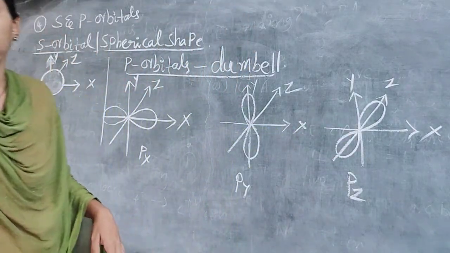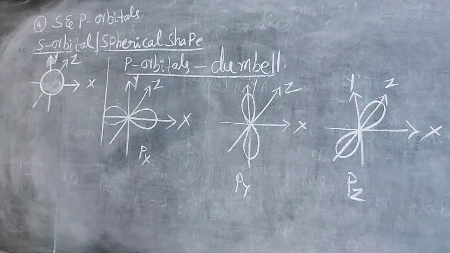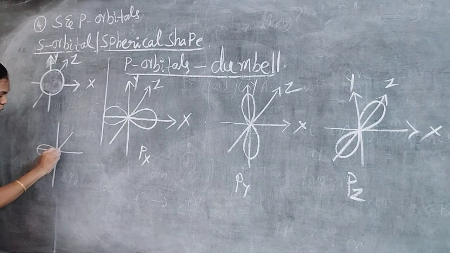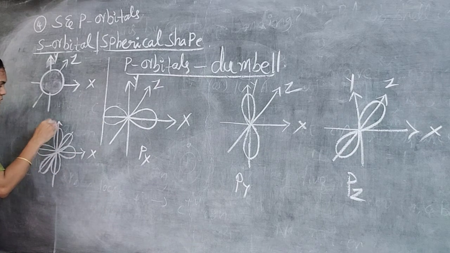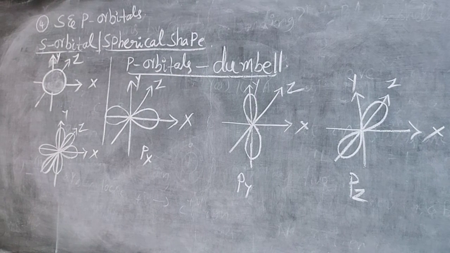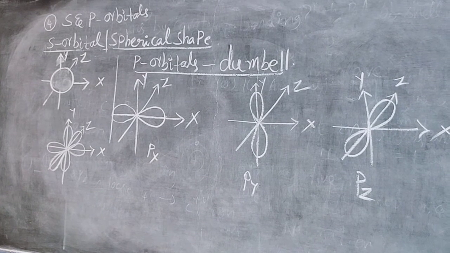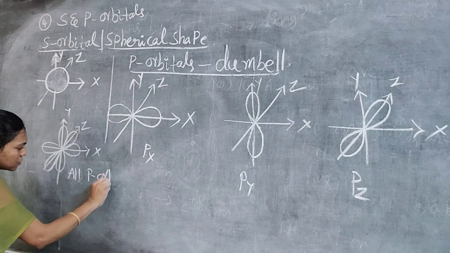Overall, the P orbitals are Px, Py, Pz, and a flower shaped diagram with x-axis, y-axis, z-axis. This is all the p orbitals. Do you understand here? Yes, that is all the p orbitals.